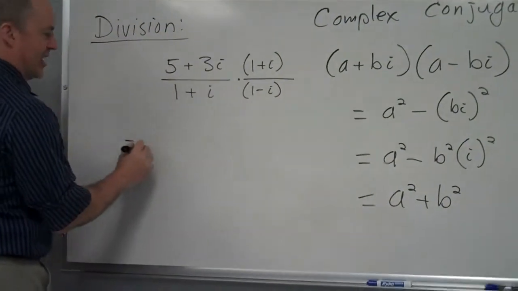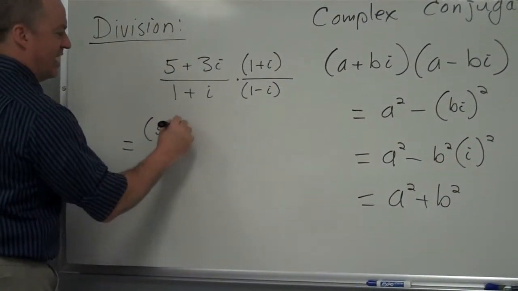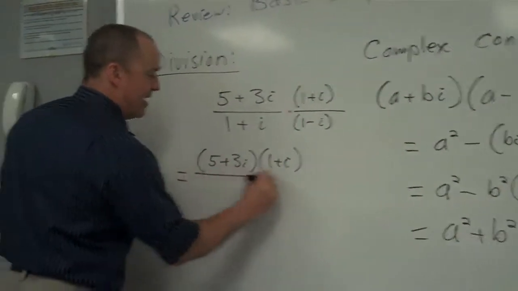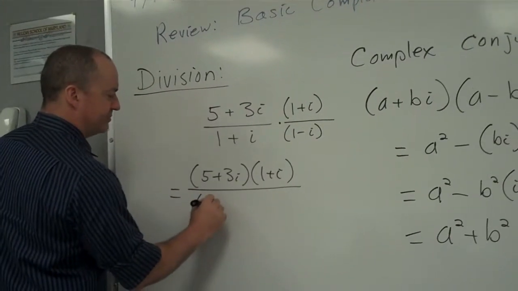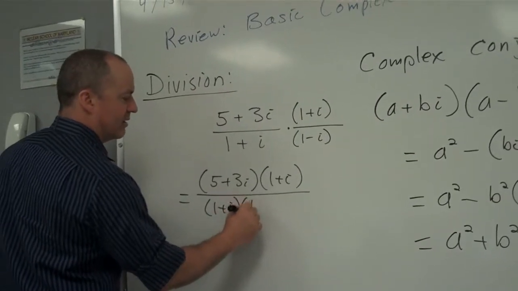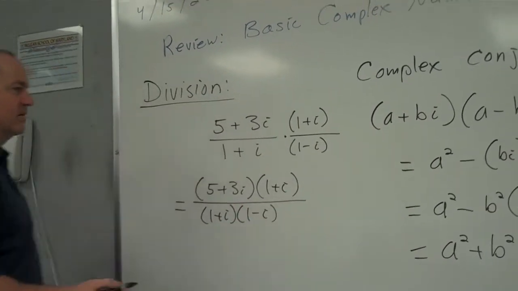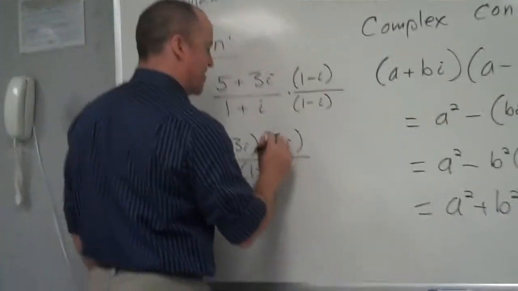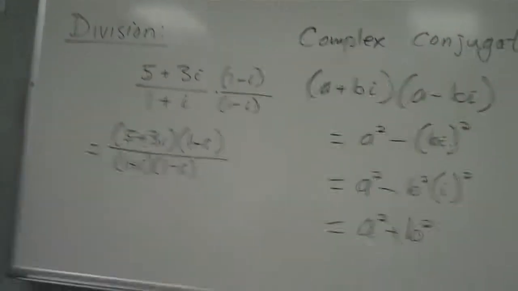So the top is going to be 5 plus 3i times 1 plus i, and the bottom is going to be 1 minus i squared. I changed the sign because I messed up. I was looking here.